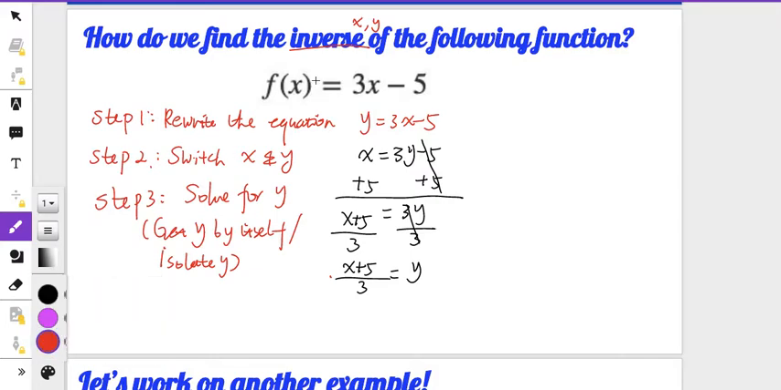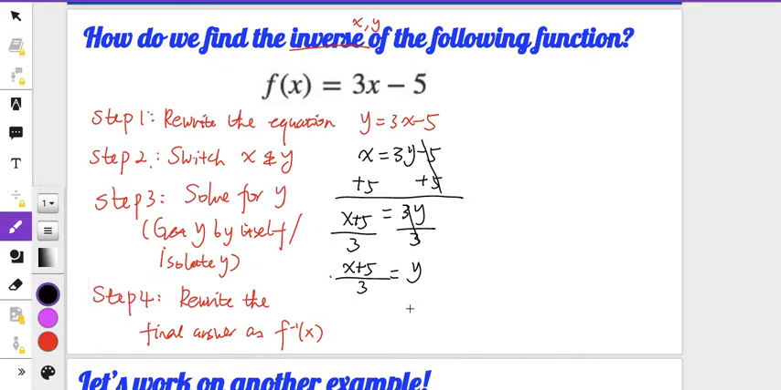But remember, the question asks us to find the inverse, so we are going to rewrite the final answer as f inverse of x. Like what we used before, before it was f of x. Now we're going to rewrite the y as f inverse x. So f inverse of x equals x plus 5 divided by 3.